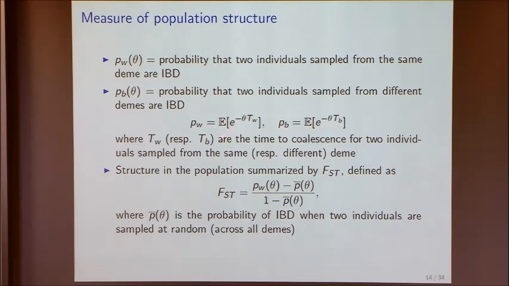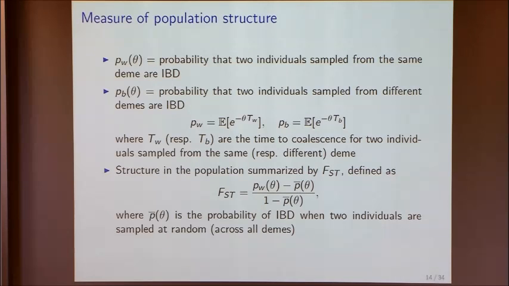And by the mutation process, we know that P_W(theta) is an expectation of this quantity e^(-theta T_W), which is the probability that there was no mutation, where T_W is the time to coalescence. So this is a random quantity now for these 2 individuals sampled from the same deme. And similarly for P_B(theta), you can write the same thing.